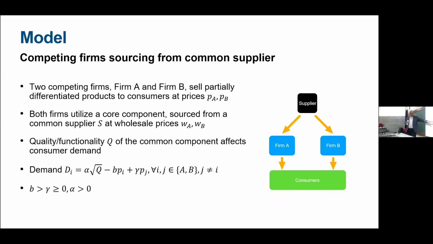The base demand is something that consumers look at in this common component. As that common component becomes better and better quality, this demand increases. It increases in a concave fashion. For the concavity, I have taken a simple square root function. You can't just keep increasing quality and expect consumer demand to go on increasing linearly. There is some decreasing marginal increase.